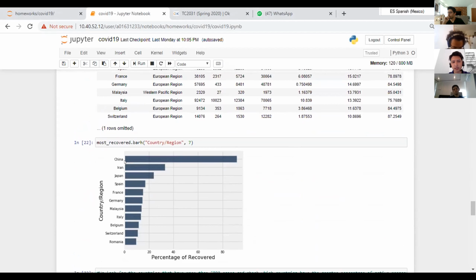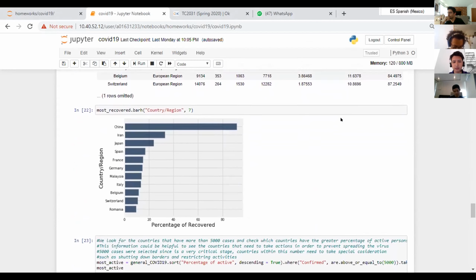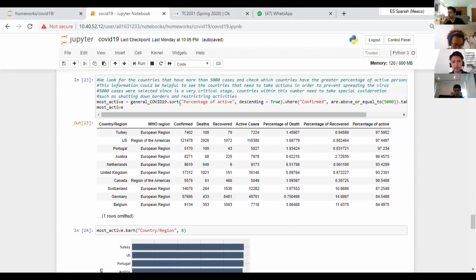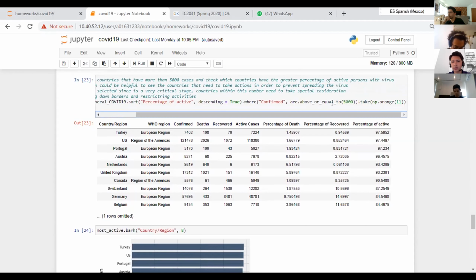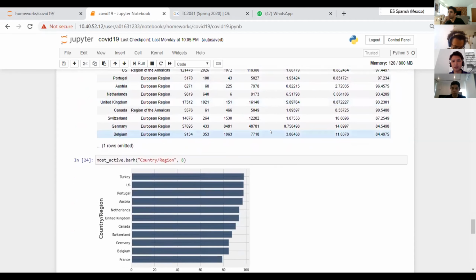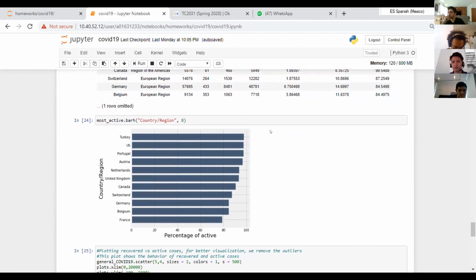In this case, for example, China, like I mentioned previously, is the country that has a large percentage of recovered people, in this case, 91%. I did the same thing with the most active. In this case, it could be useful because there are 5,000 cases. At this stage, the disease is spreading very fast, and if the country doesn't do anything properly, they can infect a lot of people, and this can increase the deaths and cause a lot of problems.